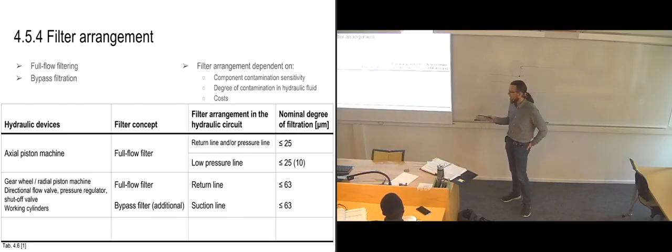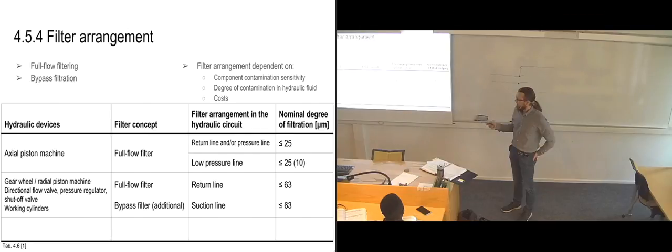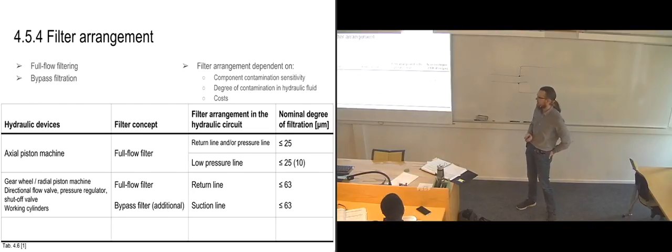And the full flow filter will be placed on the return line, and the bypass filter will be placed on the suction line. And they can keep the contamination particles below 63 micrometers. So you can see these kinds of hydraulic devices, they can handle quite a lot larger contamination particles than the actual piston machines.